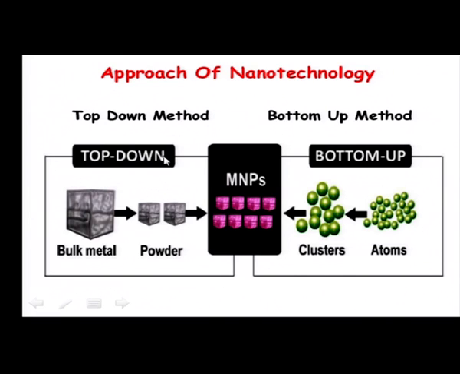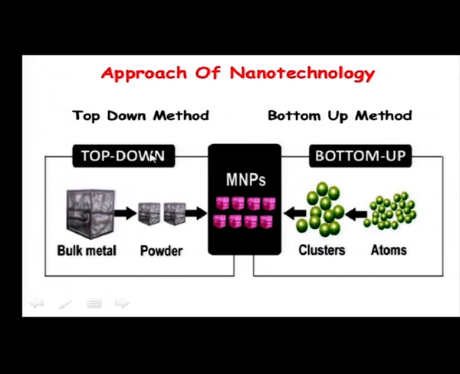In the top down method, there are three steps, where you have a bulk metal, a powder, and finally you produce metal nanoparticles. That is, you take a bulk metal, say for example aluminum, gold, silver or copper, and you convert this bulk metal into a powder, and after converting it into a powder, you finally form metal nanoparticles, which are in the dimension of 10 power minus 9 meter.